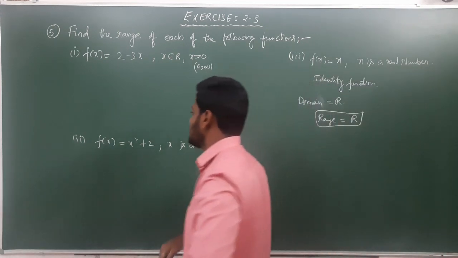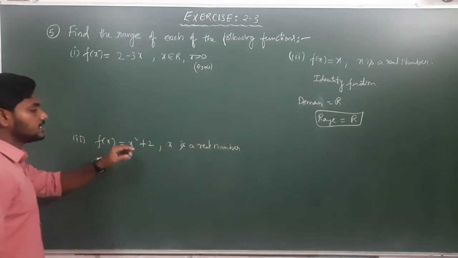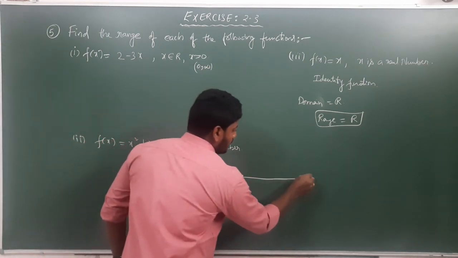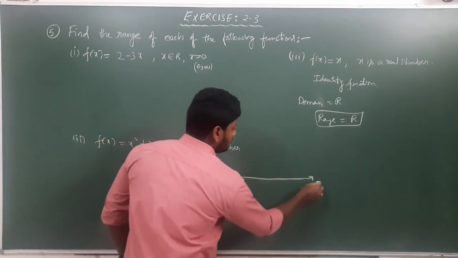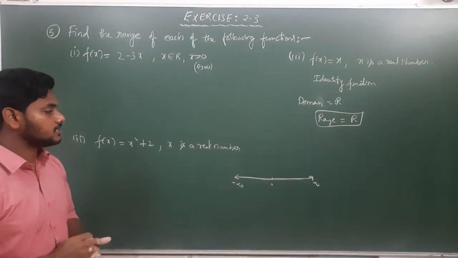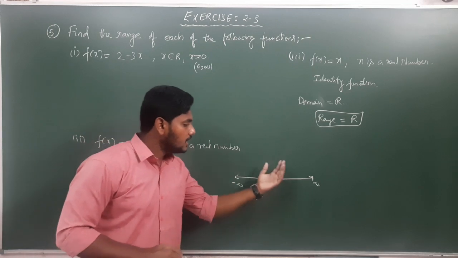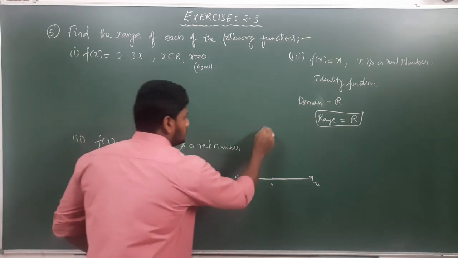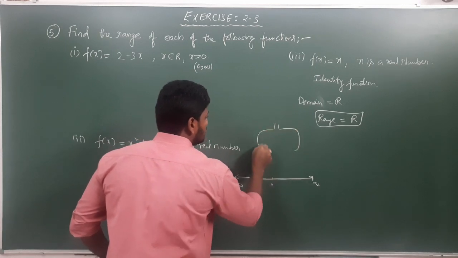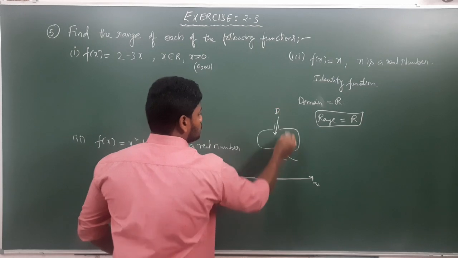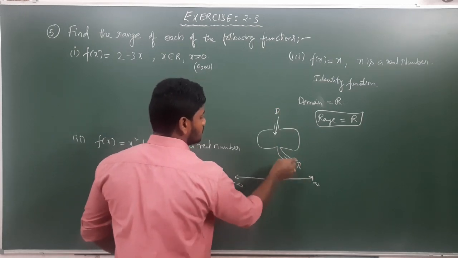Right? Now second question. f of x equals x square plus 2. What does x belong to? x belongs to real numbers, that means minus infinity to infinity. So this is the domain of this function. After substituting all these numbers, what are we getting? Range. As I said, if you consider the function as a machine, what we substitute is the domain, and the output we get is the range.